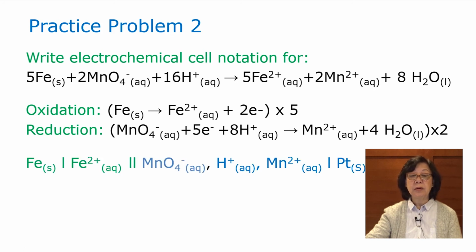Now when we write the overall cell notation, we start out with the left-hand side, the anode compartment. We start out with the iron metal separated from the iron 2 plus ion with 1 single bar. And then in the middle, we insert the double bar to represent the salt bridge. And then we go on to the cathode side where we have permanganate ion, hydrogen ion, and Mn2 plus ion all in the same phase. So we separate them by commas. Then for the phase boundary, we insert a single bar to represent separation of the aqueous solution from the platinum electrode, which is solid. So the whole overall is going from anode to cathode in the notation.